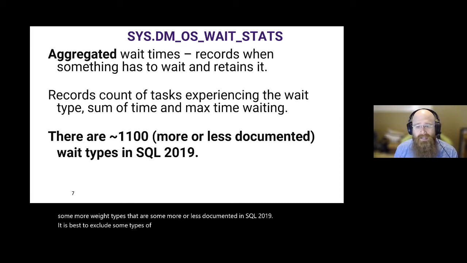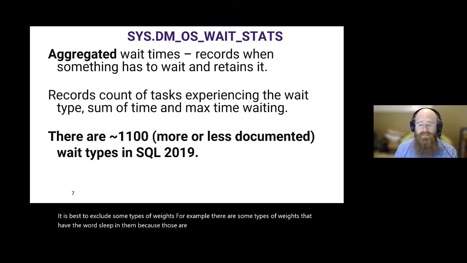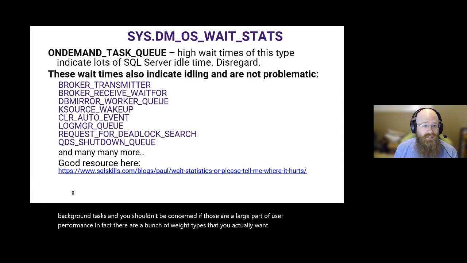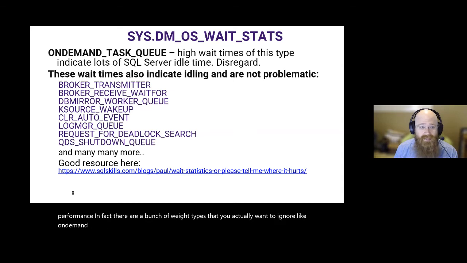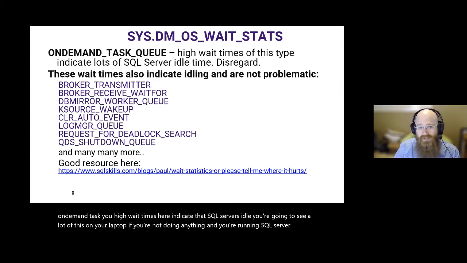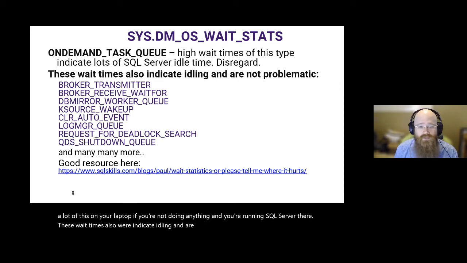For example, there are some types of waits that have the word sleep in them, because those are related to DB system startup or just idling or background tasks, and you shouldn't be concerned if those are a large part of user performance. In fact, there are a bunch of wait types that you actually want to ignore, like on-demand task queue. High wait times here indicate that SQL Server is idle. You're going to see a lot of this on your laptop if you're not doing anything and you're running SQL Server there. These wait times also indicate idling and are not problematic. There's a really good source of wait types to ignore at the SQLskills blog by Paul Randal.